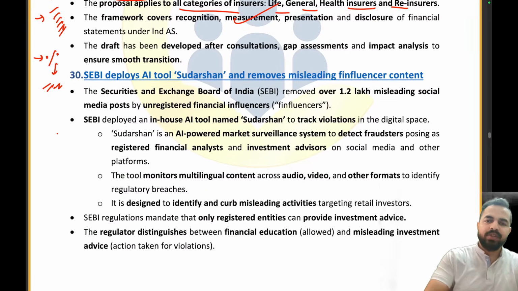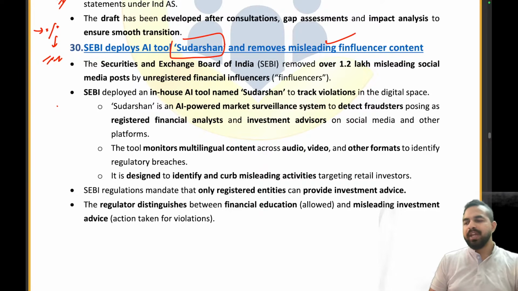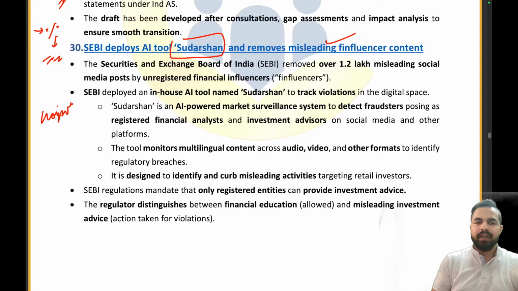Okay, let's move on to the next news article. SEBI has deployed the AI tool Sudarshan and removes misleading influencer content. So my dear friends, let us take an example again. Let's take an example that you go to the hospital.